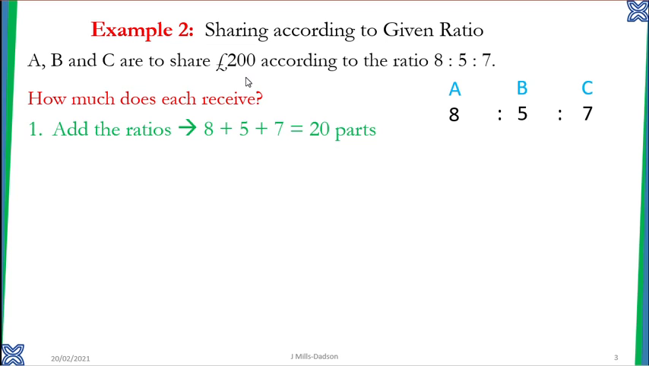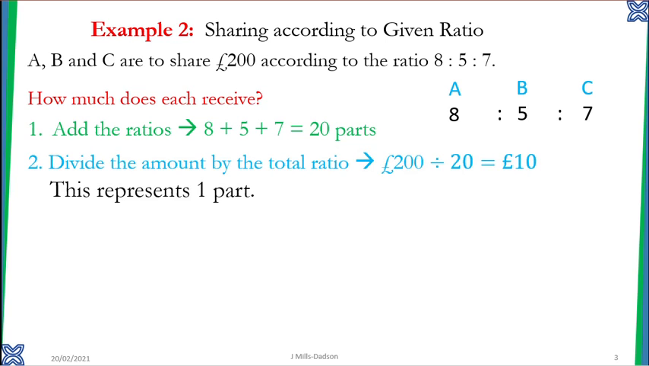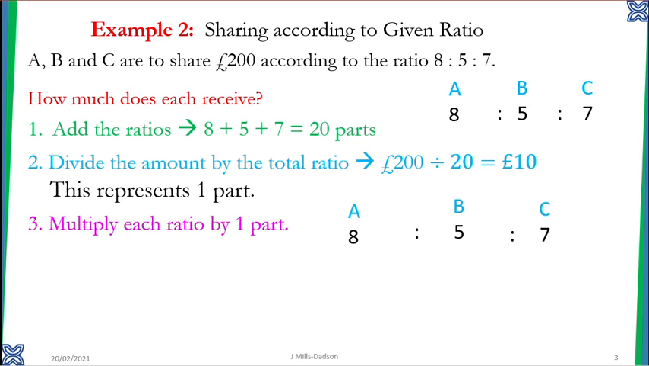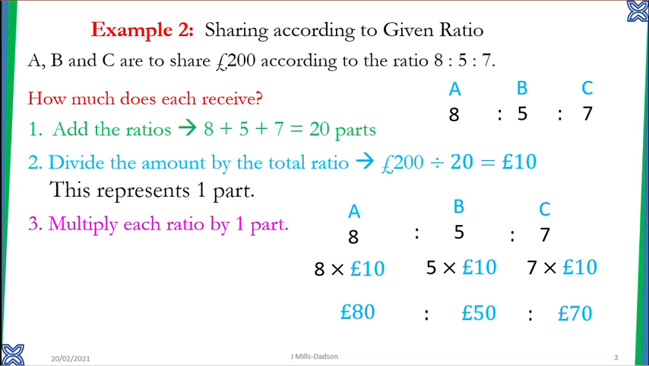20 parts represent 200 pounds. So let's work out just 1 part by dividing 200 by 20. So here we have 10 pounds as just 1 part. Now we need to multiply each of the ratios by 1 part, which represents 10 pounds. So 8 times 10 for A, 5 times 10 for B, 7 times 10 for C. And we have the amount. So we can write our final answer as A receives 80 pounds, B 50 pounds, and C 70 pounds.